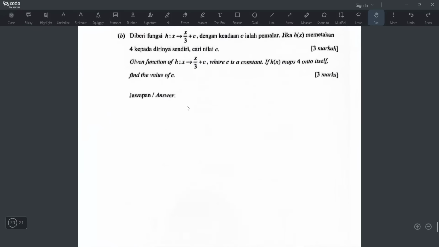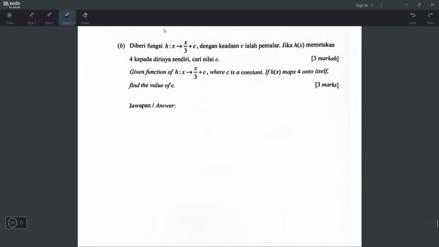Oh, it's not over yet. There's still a B here. I thought the whole question was over already. Okay, it's still question 14. Given function h(x) is x over 3 plus c. Let's write down h(x) equals x over 3 plus c, where c is constant. h(x) maps 4 onto itself. Find the value of c.